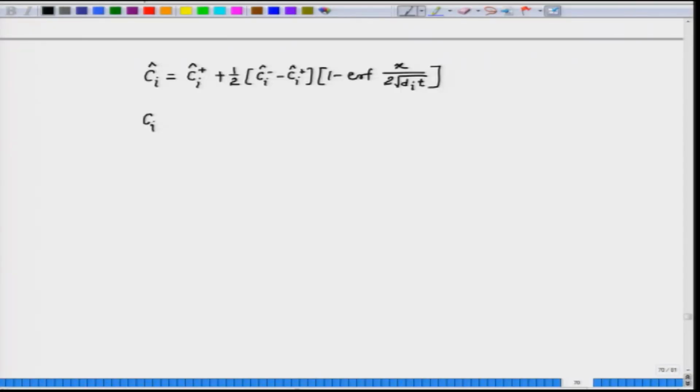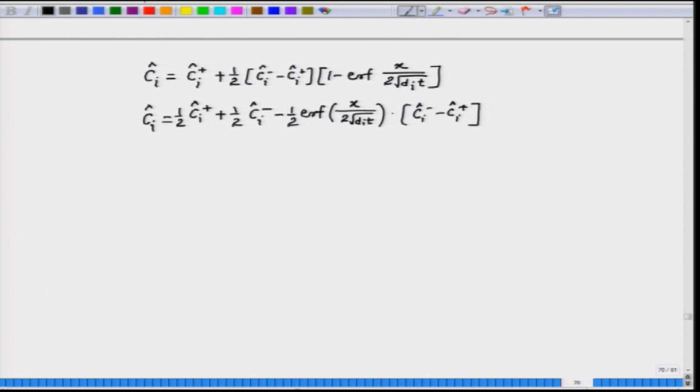We can rearrange the terms and write this solution as 1/2 Ci cap plus plus 1/2 Ci cap minus minus 1/2 error function x over 2 root d i t times Ci cap minus minus Ci cap plus.